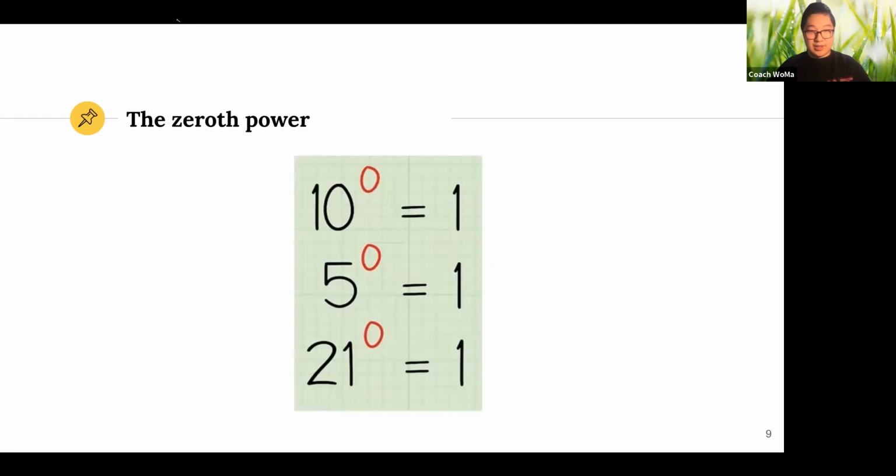if you're dividing exponents, so if you have 3 to the power of 2 over 3 to the power of 1, you subtract the exponents. So 3 to the power of 2 over 3 to the power of 1 is 3 squared over 3.